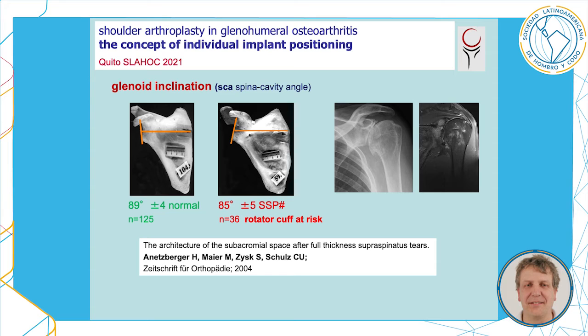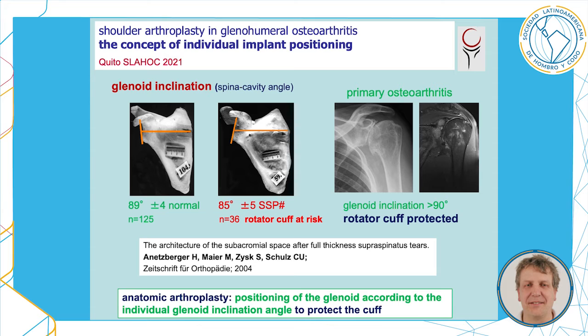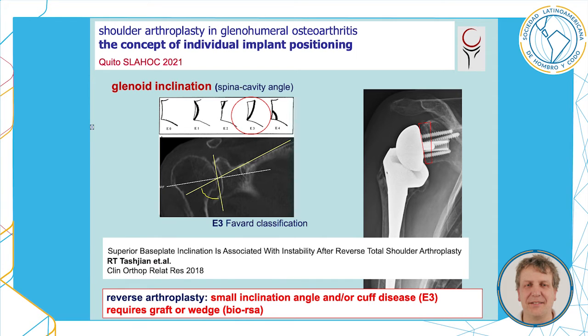When we look at glenoid inclination, we know that in the normal individual, it is indifferent. The orientation of the glenoid surface is superior in shoulders with a supraspinatus tendon tear or a certain situation of a rotator cuff at risk. On the other hand, primary osteoarthritis typically has a glenoid inclination inferiorly that may be understood as a protection of the rotator cuff. For these reasons, I would suggest to position the glenoid according to the individual glenoid inclination angle to protect the cuff. Of course, in extreme situations such as an E3 forward glenoid, we have to take different measures and, for instance, use a reverse prosthesis and a graft.